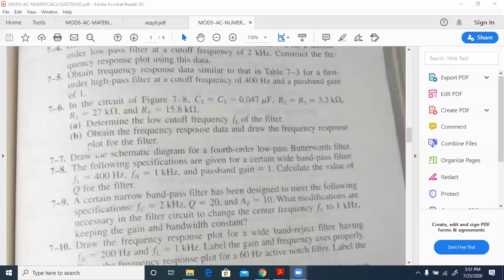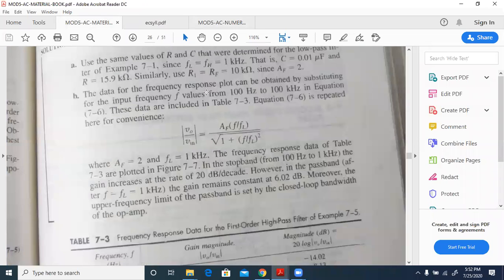So here we are not asking for the design, but rather for the frequency calculation. C2, C3, R2, R3, R1, RF, all these things are given to us, and we need to find the corresponding low cutoff frequency FL, and also the frequency response data, and draw the frequency response. Naturally, because we have C2, C3, R2, R3, it should be a second order filter. 7.8 is the figure which corresponds to the high pass filter, right?